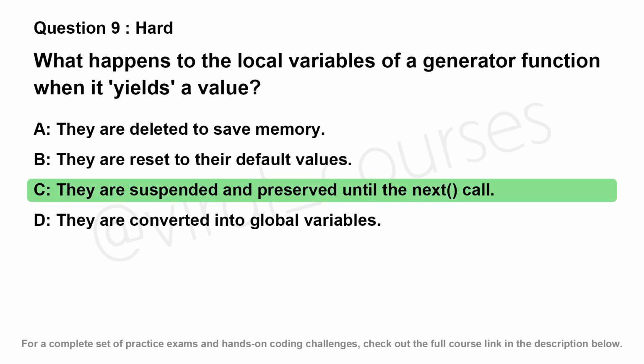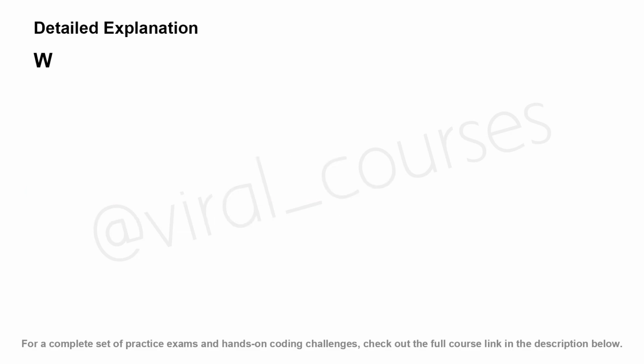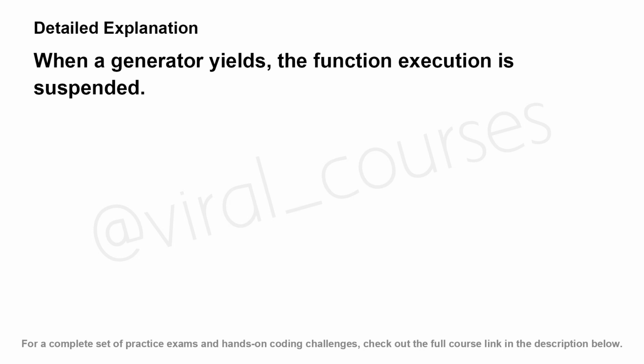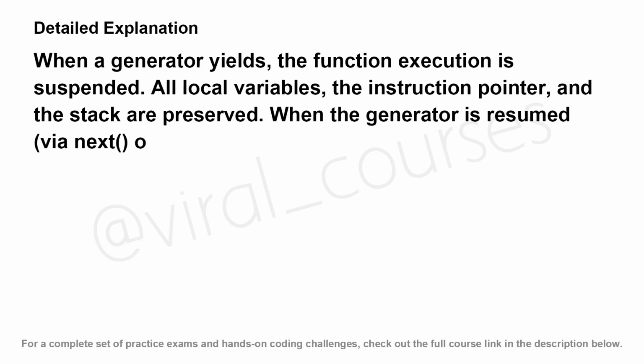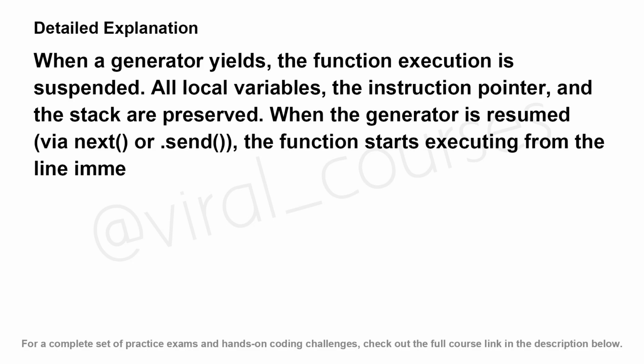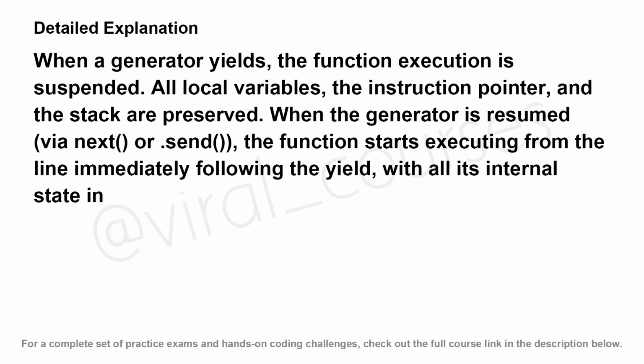The correct answer is C. When a generator yields, the function execution is suspended. All local variables, the instruction pointer, and the stack are preserved. When the generator is resumed, via next or send, the function starts executing from the line immediately following the yield, with all its internal state intact.